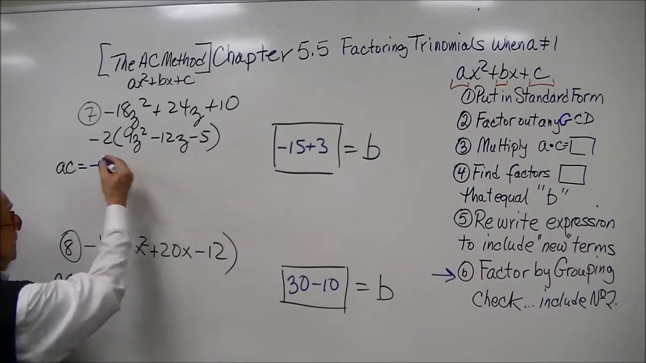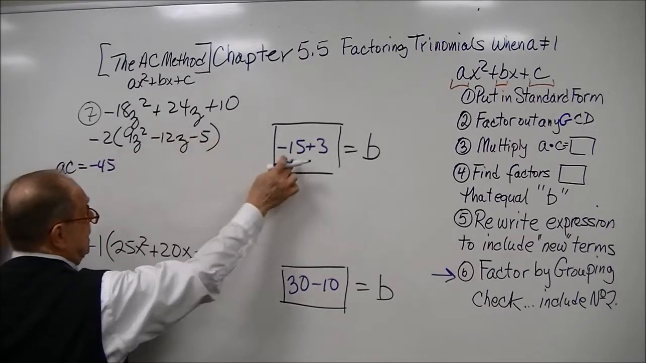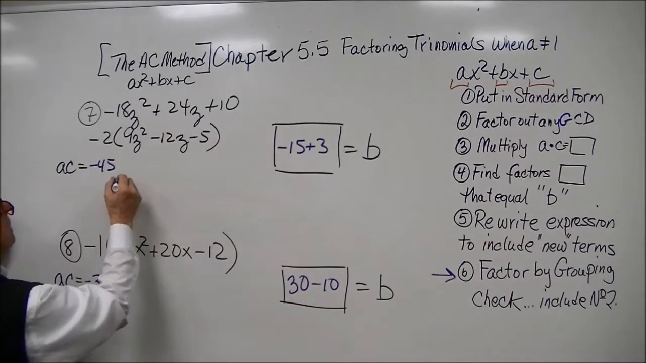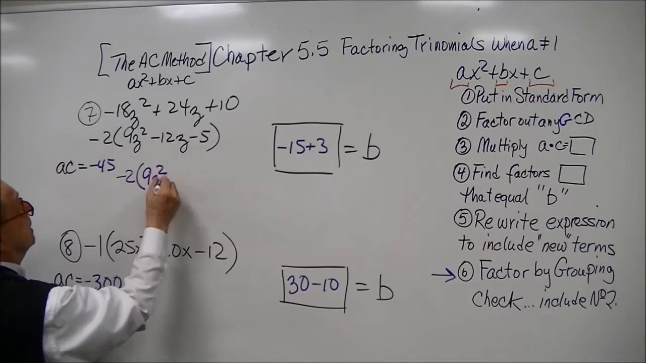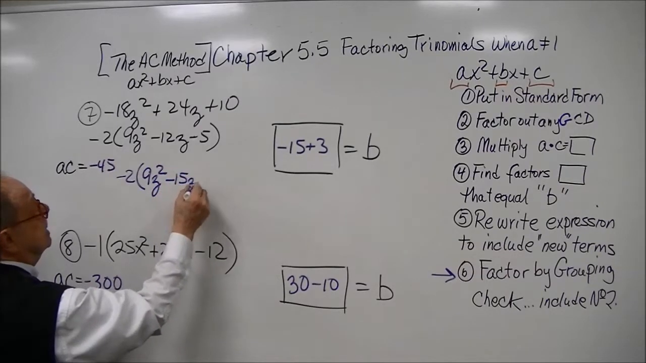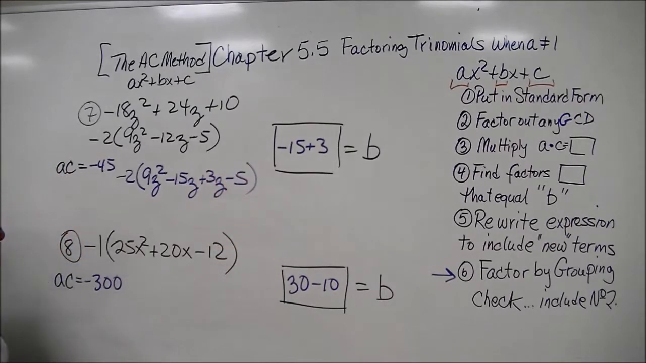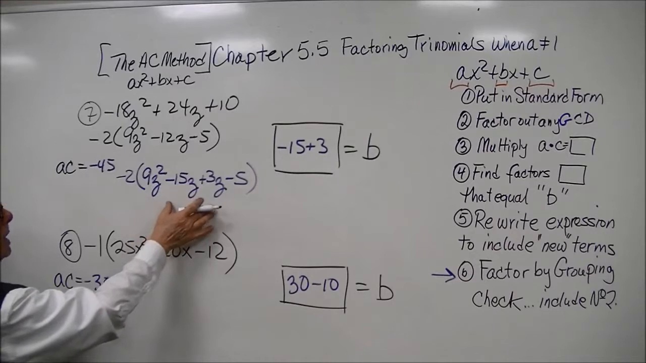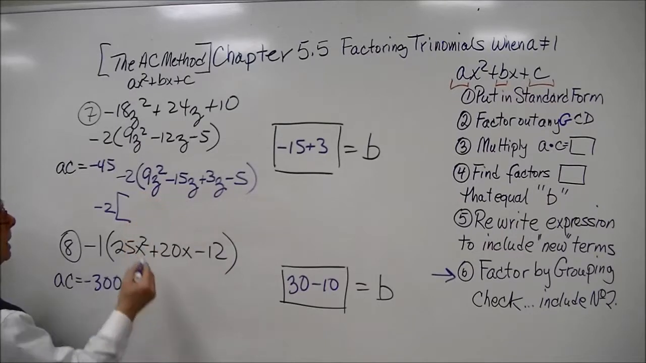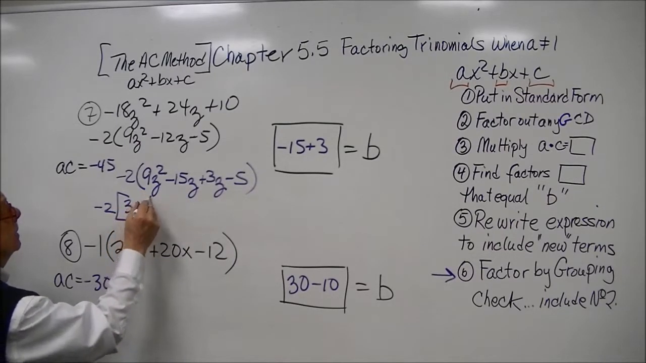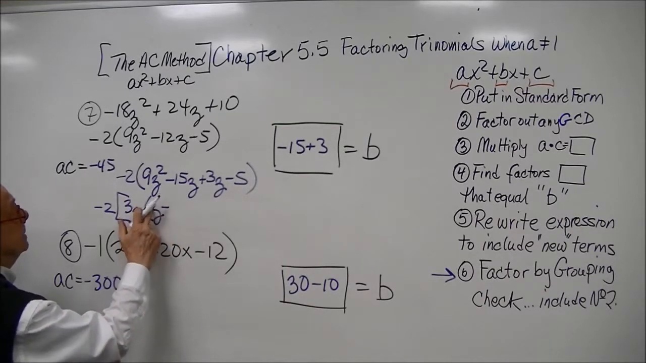And then now I'm going to rewrite this 3-term expression into a 4-term expression using this as my b term. So again, I need to include the -2, and this will be 9z squared minus 15z plus 3z minus 5. Then I'm going to factor it by grouping. And out of here, you can see I can take a 3z out of there. And I get a z minus, let me see, how about a 3z here?